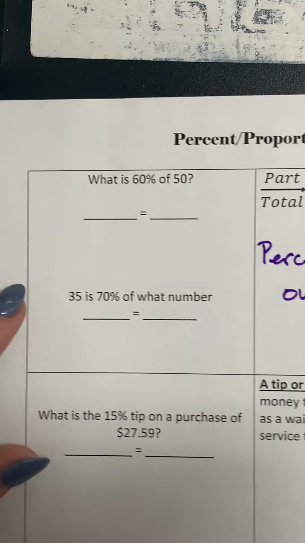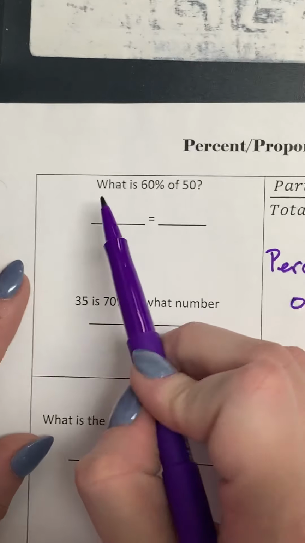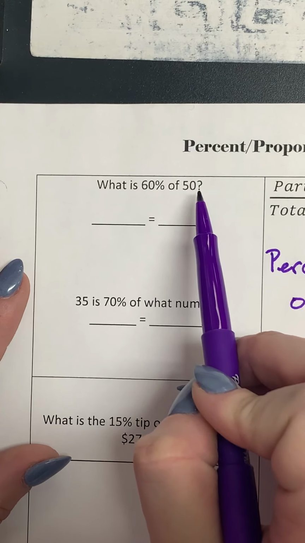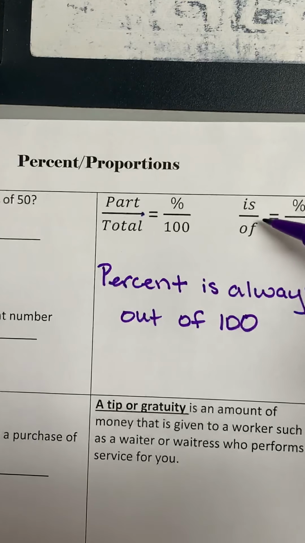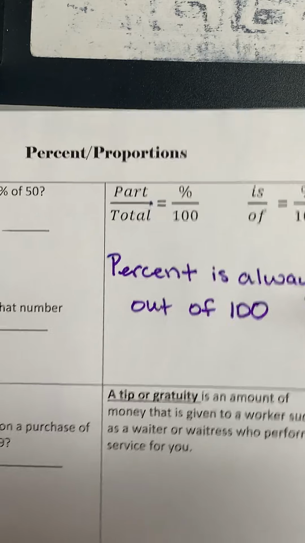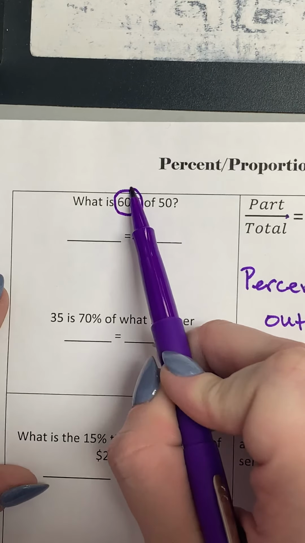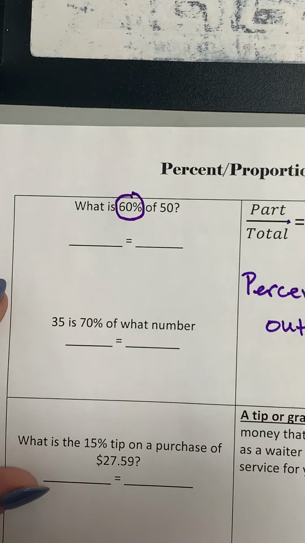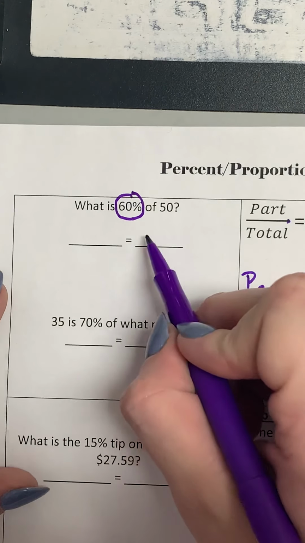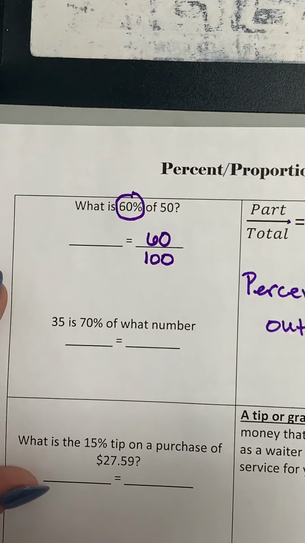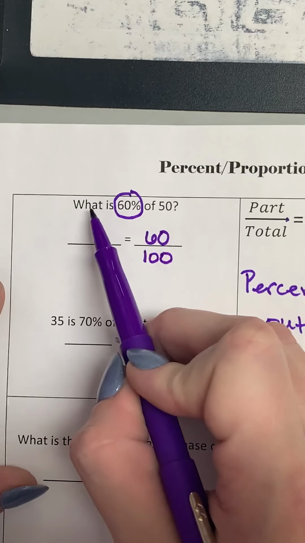So if you look over here, we have two examples. It says, what is 60% of 50? Well, we did have an is over of proportion over here. So that's what we're going to be using. If you look at the question, the percentage they give us is 60%. And percent is always out of 100. So I'm going to put 60 over 100. That represents 60%.